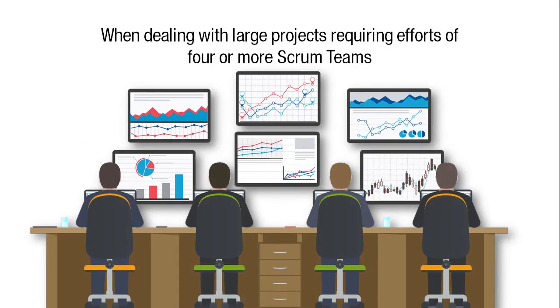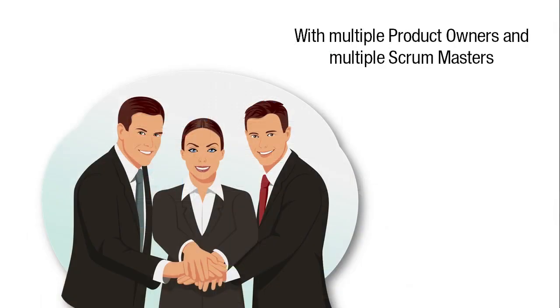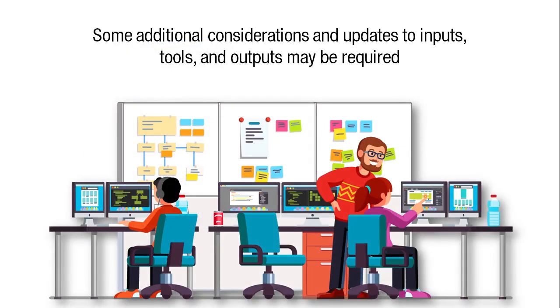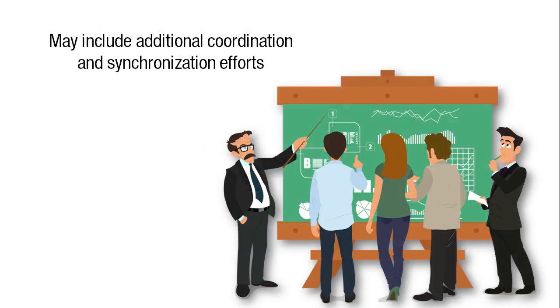In this module, we will look at the elements to be considered when scaling Scrum for large projects and the enterprise. When dealing with large projects requiring the efforts of multiple, 4 or more Scrum teams, with multiple product owners and multiple Scrum Masters, the fundamental processes determined in chapters 8 through 12 of the SBOC Guide remain valid, but some additional considerations and updates to inputs, tools, and outputs may be required. This may include additional coordination and synchronization needs.